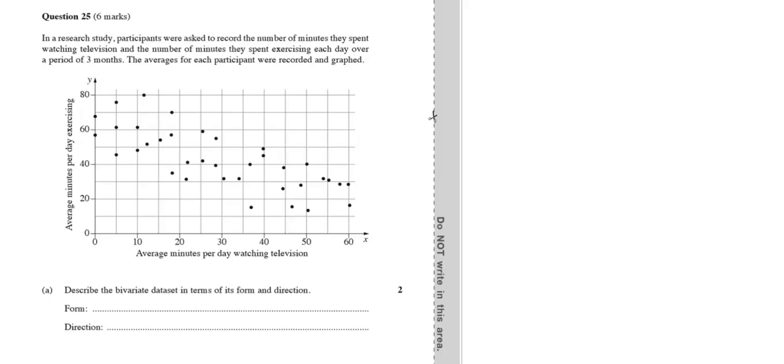Okay, so I'm looking at how I could fit a line or a curve to this data set, and I could see that I could fit a line, something like that, and that line means that the form is linear and it has a negative slope, so the direction is negative.